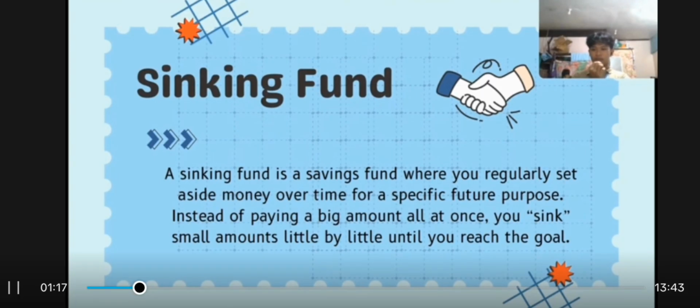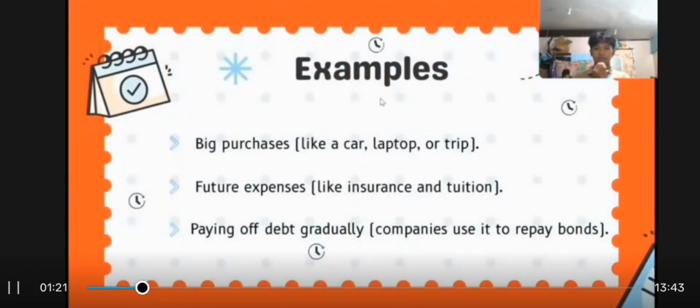Para ba itong ipon na naka-assign para sa isang malaking gastos, right? Example is big purchases like car, laptop, or a trip. Pwede naman mo itong hindi i-cash, like paying too much, like one cash payment. Pwede mo namang hati-hatiin like every month mong babayaran. And next example is future expenses and paying debt gradually. For example, companies use it to repay bonds, etc.